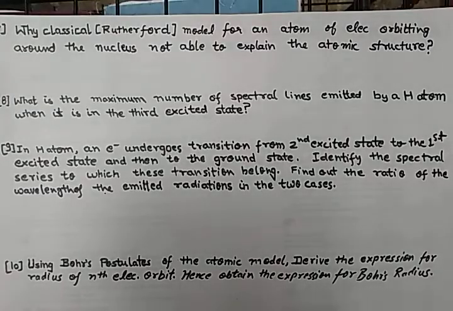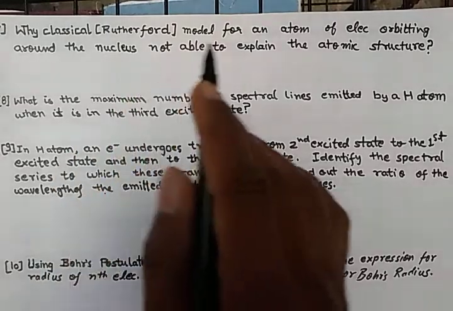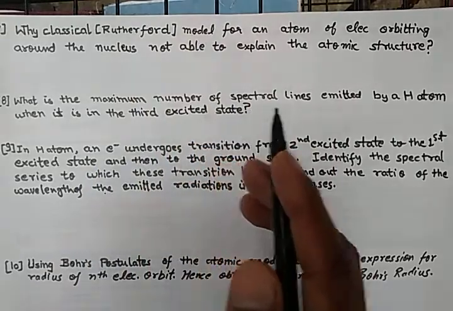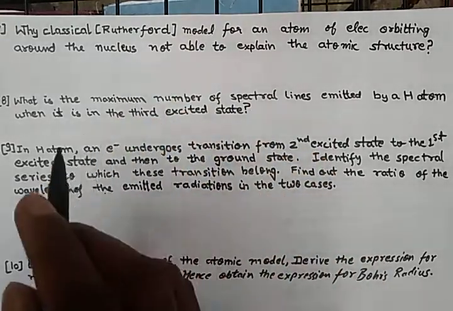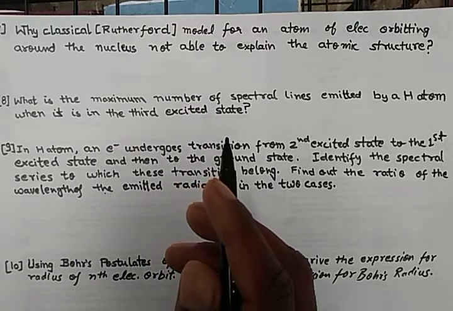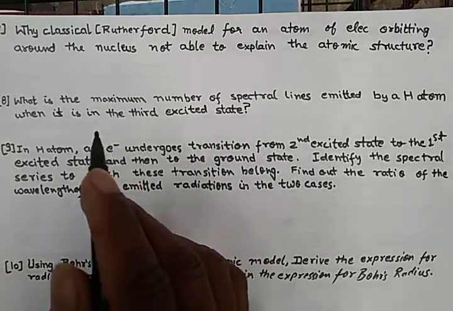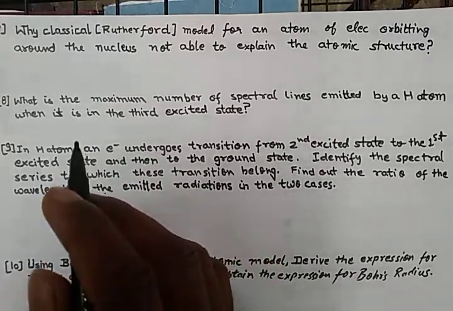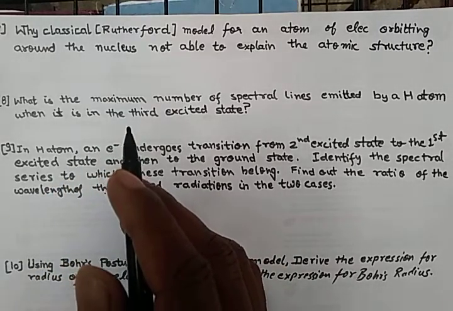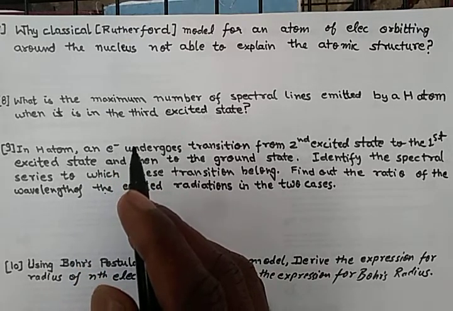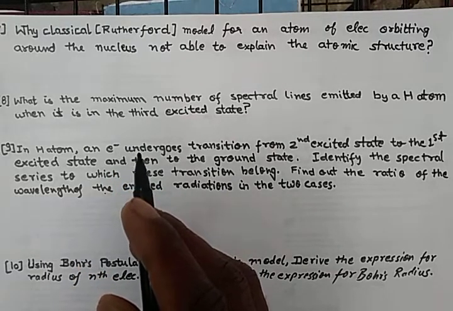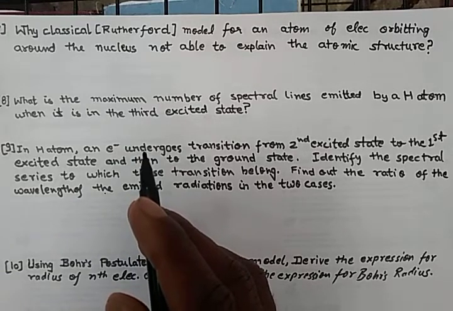Why can the classical model, meaning the Rutherford model of an atom with electrons orbiting around the nucleus, not explain atomic structure? Now see, they are actually asking about the limitation of Rutherford's model. So here they are not asking about electron arrangement and all that. What they are asking is the limitation in which Rutherford couldn't explain why the electron will not radiate, why the electron will not fall into the nucleus.